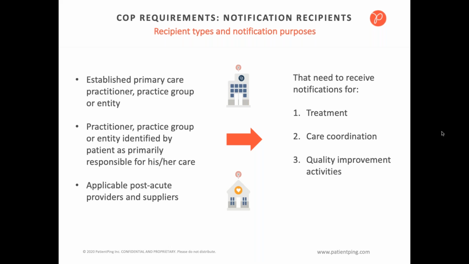And finally, the third category is applicable post-acute providers and suppliers that transfer patients to the hospital and those that receive patients upon hospital discharge. These can be skilled nursing facilities, home health agencies, or other post-acute providers. CMS also clarified that recipients are those that need notifications for treatment, care coordination, or quality improvement activities.